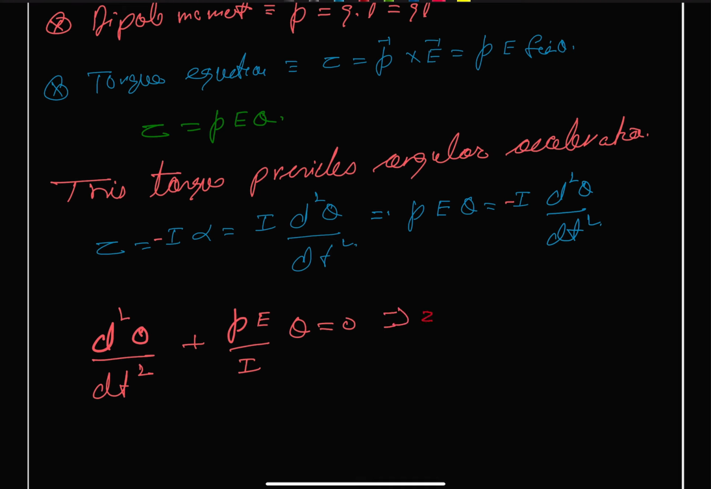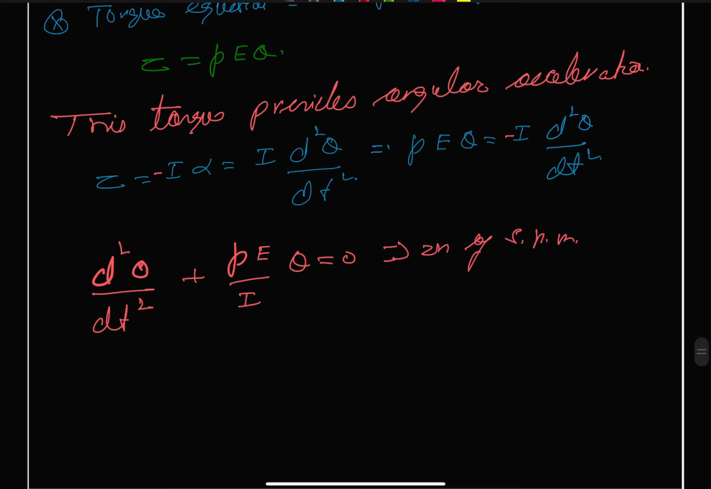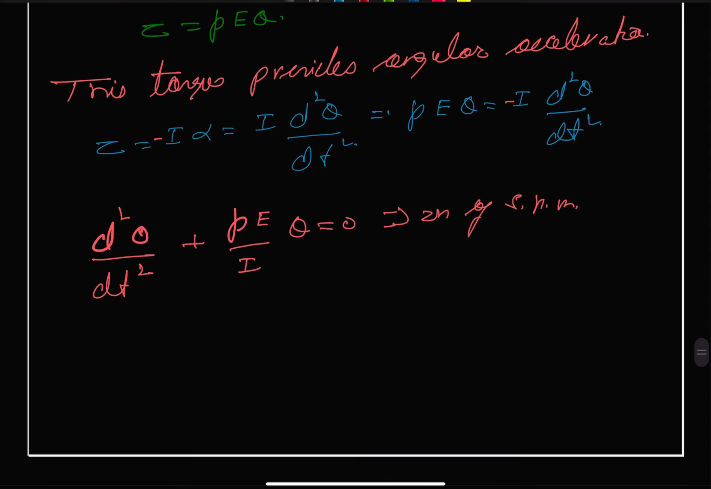Equation of SHM. Therefore, we can write that omega square is equal to dipole P multiplied by E divided by I, or we can say P, we know, is QL, so omega square is QLE divided by I. This is our angular frequency.